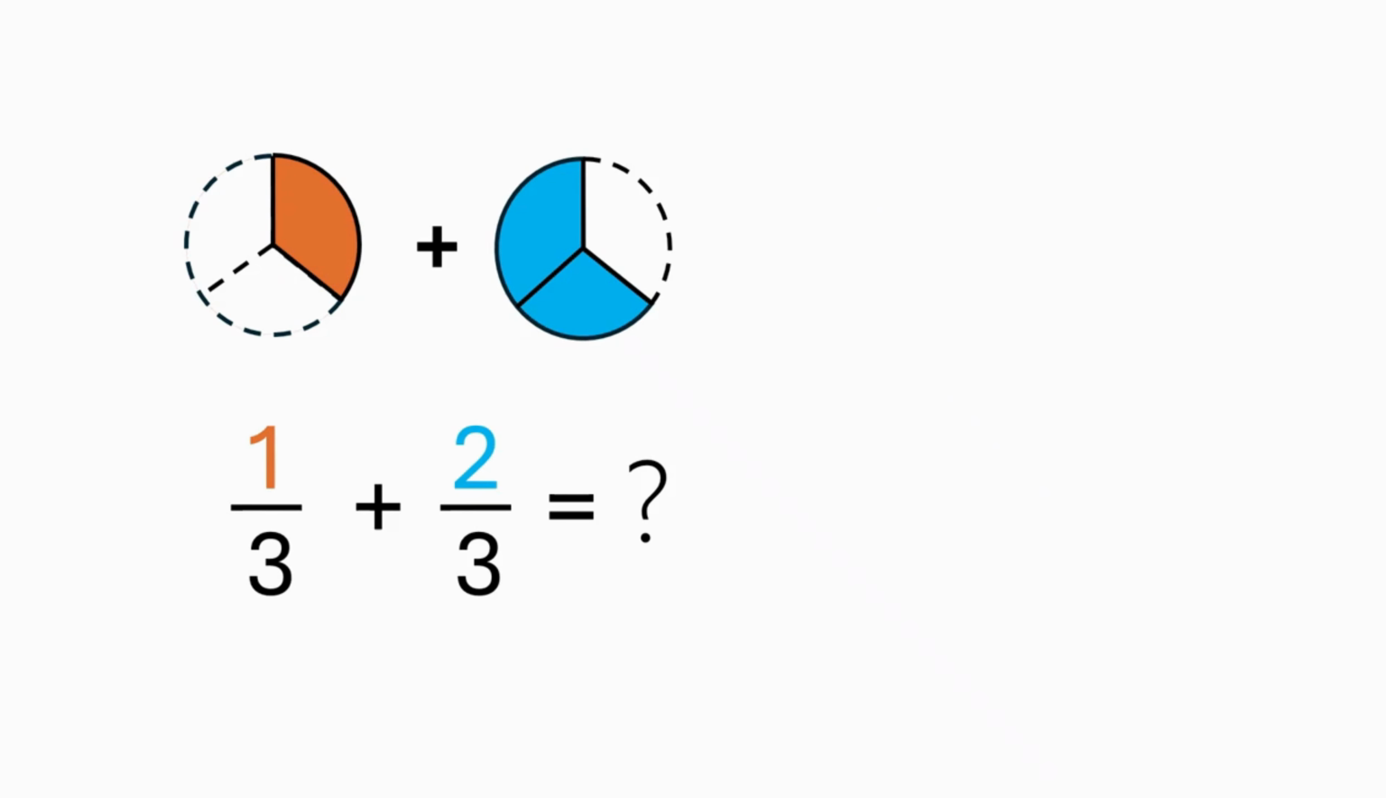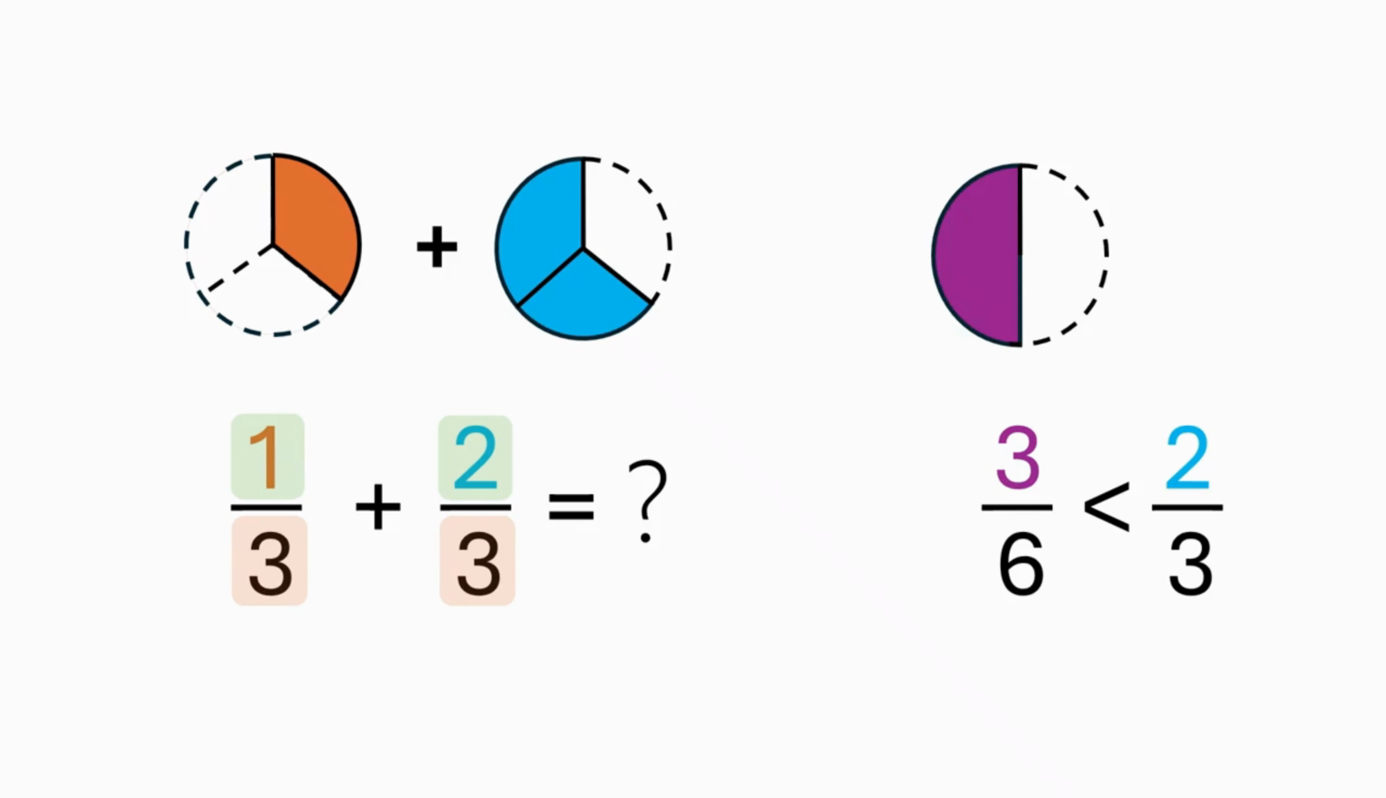Since fractions are made up of two numbers, a numerator and a denominator, we try it like whole numbers. Add the numerators and denominators separately. 3 plus 3 equals 6, 1 plus 2 equals 3. So we get 3/6. But wait, 3/6 is even smaller than 2/3. Clearly 3/6 is wrong, so this method doesn't work.